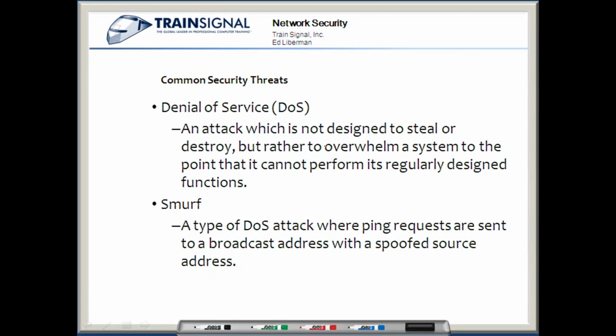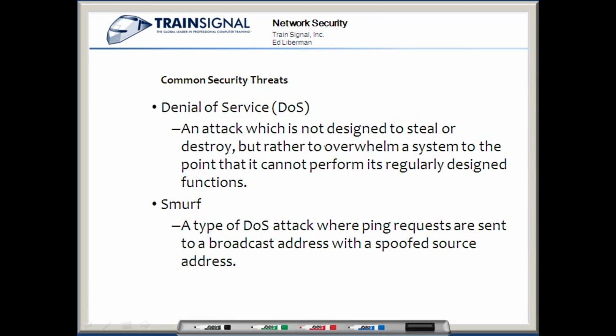Now, another type of attack that's out there, another threat that you have working against you, is something called denial of service. And sometimes you'll see this presented as distributed denial of service, or DDoS. The only real difference between denial of service and distributed denial of service is whether the attack is coming from a single system or many systems at once.